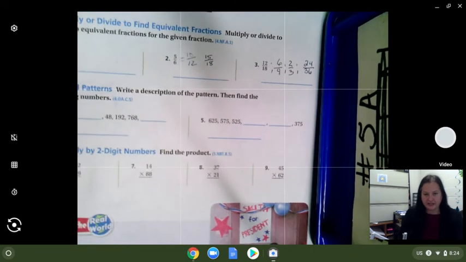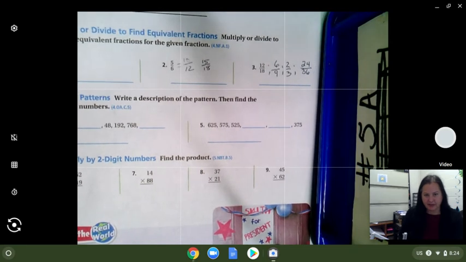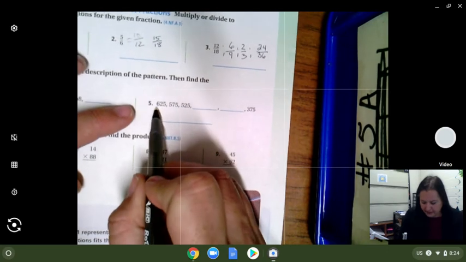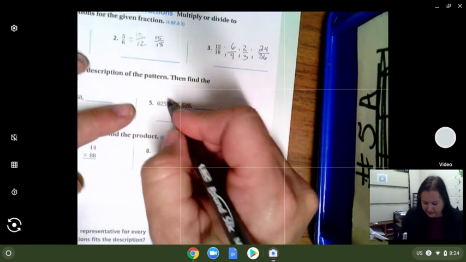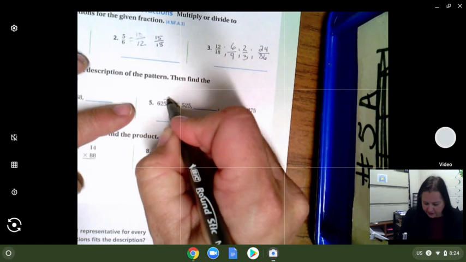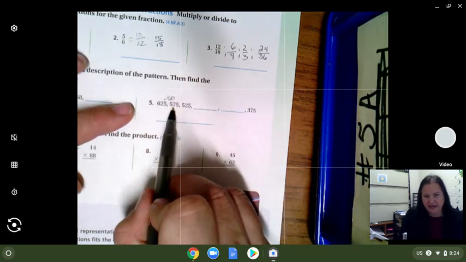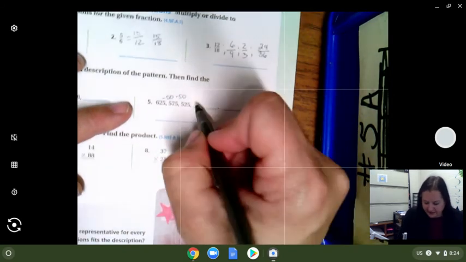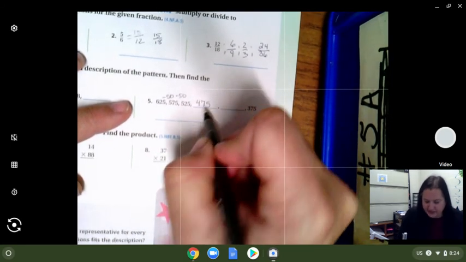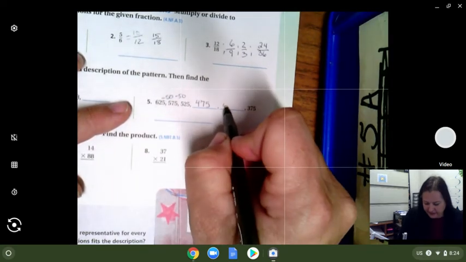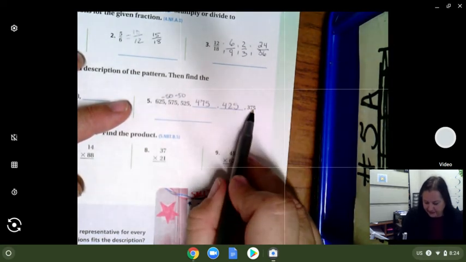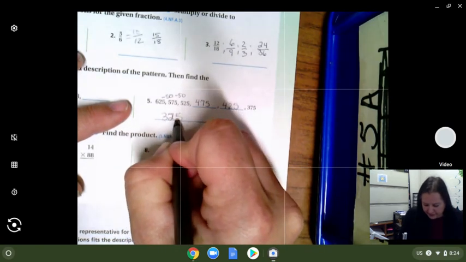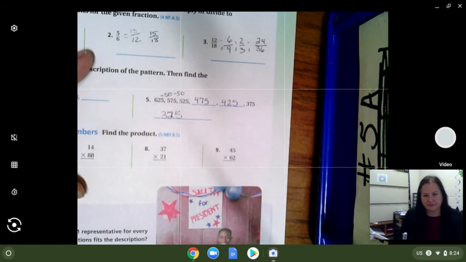Then it says, write the description of the pattern and find the missing numbers. So here, let's look at this one. We have 625, and I see we're going down 50 to 575. We go down 50 again, we're at 525. So if we go down 50 again, we'll be at 475. Down 50 again, 425, 375, 325. We're subtracting 50 each time.